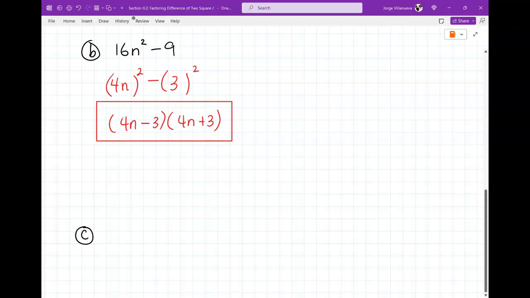So, let me think here. 8x squared minus, I'm trying to think of a number here, 18.